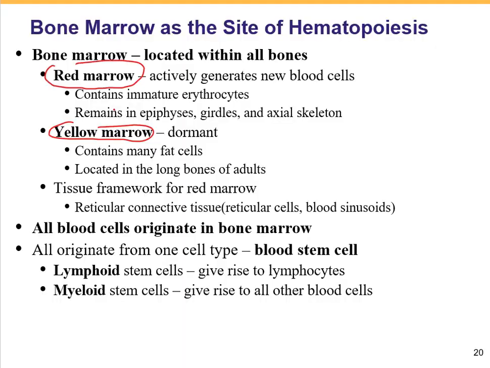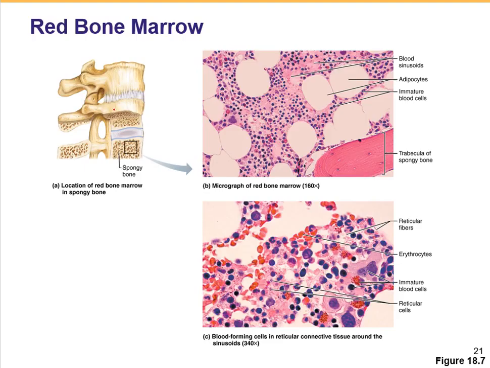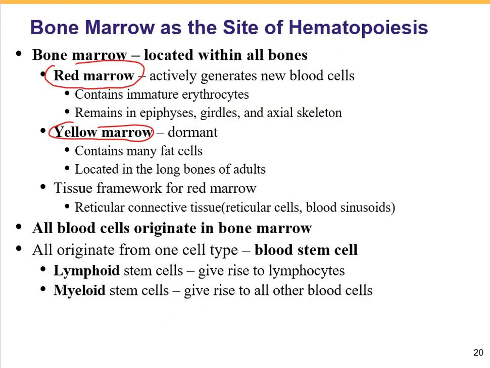As you can see here in this picture, you can find the microscopic picture of the red bone marrow. It is a soft, spongy tissue composed of immature blood cells and blood sinusoids, which are a type of capillary. Also, you can find many reticular fibers, reticular cells, and also the stem cell.